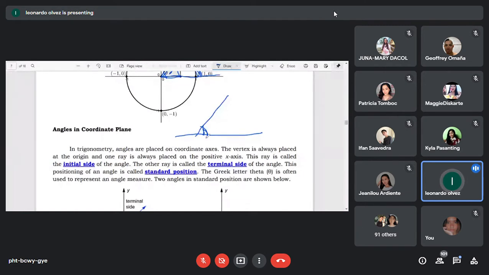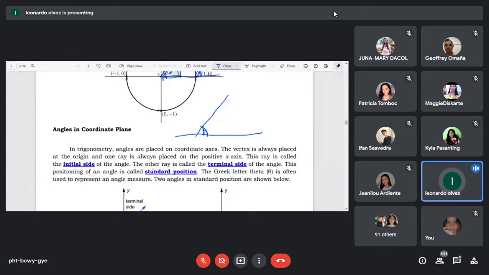So angles in the coordinate plane. If you have an angle, of course you have the initial side and the terminal side. The initial side is where you start measuring your angle, and the terminal side is where you stop your angle. So again, you have the initial side and the terminal side.